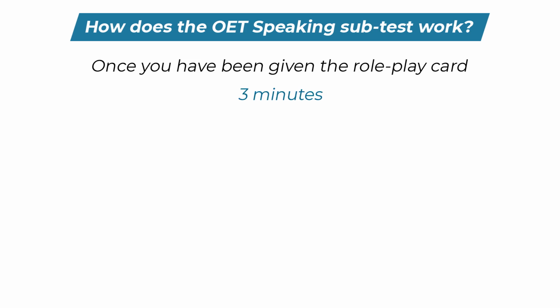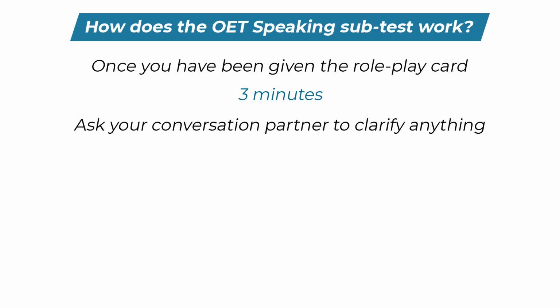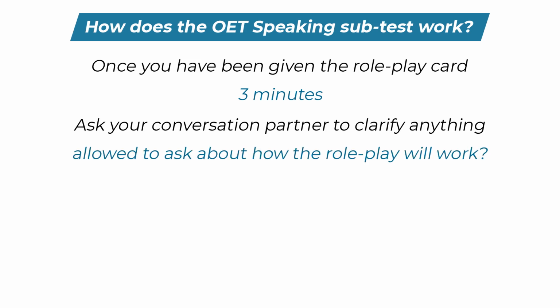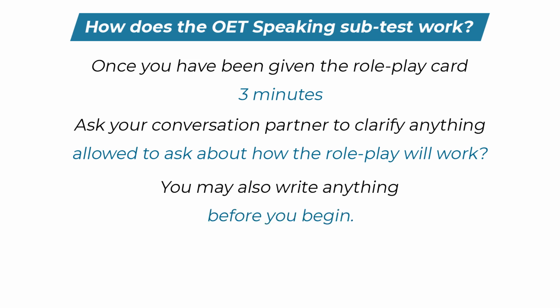Once you have been given the roleplay card, you will have 3 minutes to read it and prepare yourself to begin. This is the time in which you are allowed to ask your conversation partner to clarify anything you do not understand. You are allowed to ask about how the roleplay will work and about any of the content you see on the roleplay card. You may also write anything you want on the card before you begin.